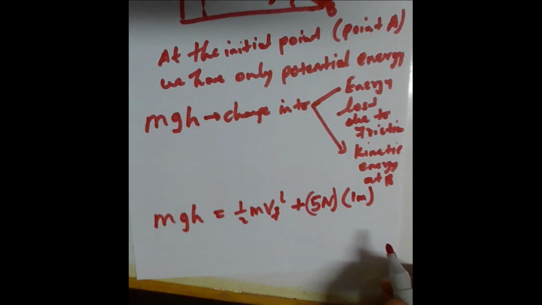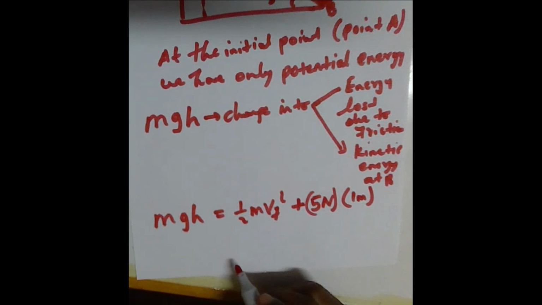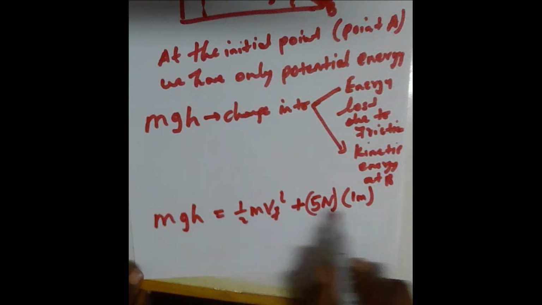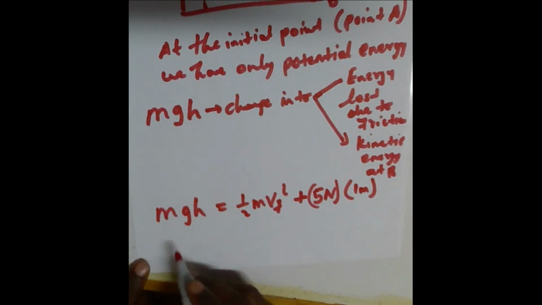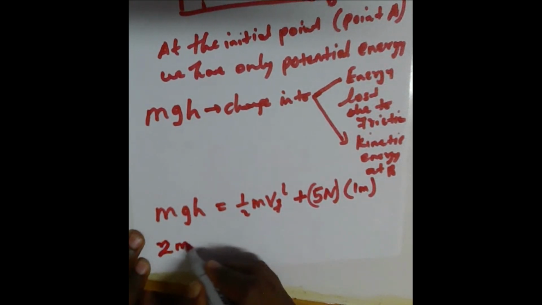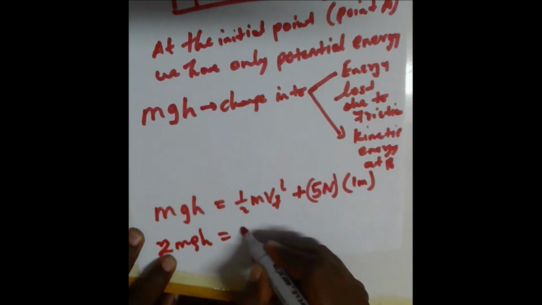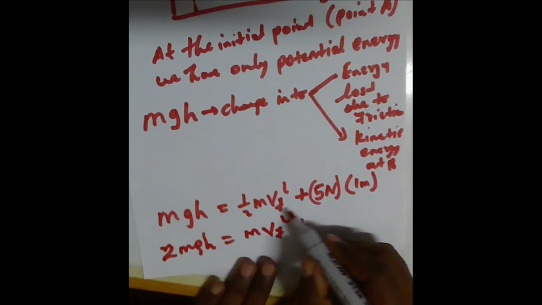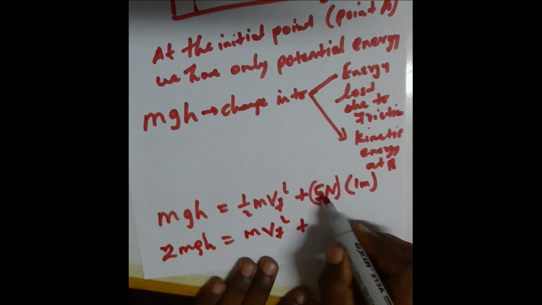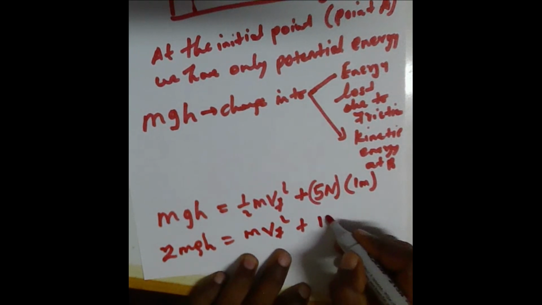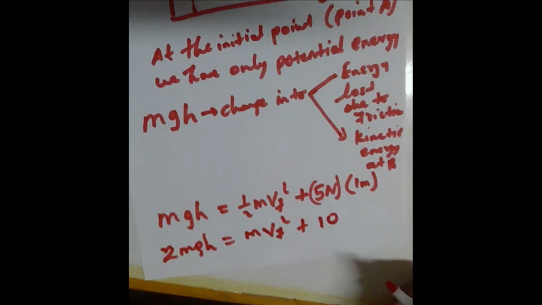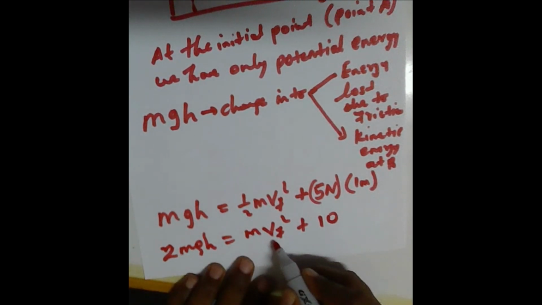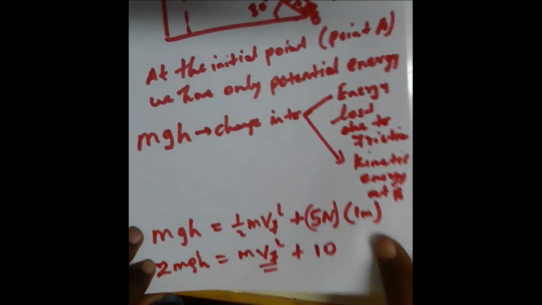Okay, so having this in mind, now let's substitute the values and multiply both sides by 2. It becomes 2mgh equal to m v final square, plus 2 times 5 times 1, which becomes 10. Our interest is just to get the v final.